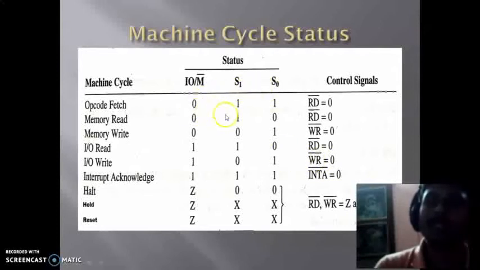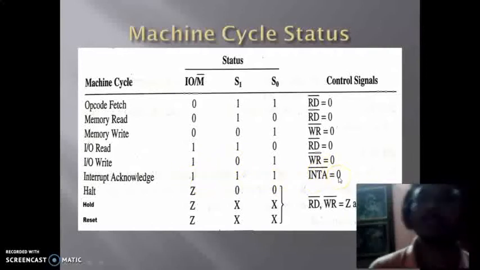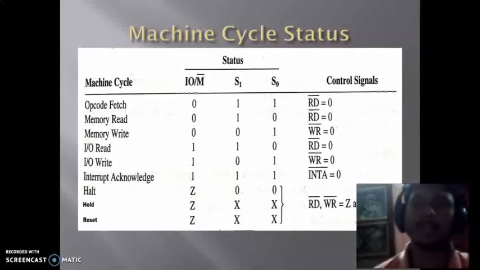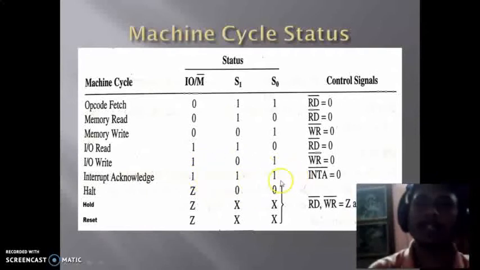So these give us the status of whether the opcode fetch phase is going on, or memory read, memory write, input output read, or input output write is going on. So this is the interrupt acknowledgement status. 1 1 1 means all are 1, meaning the interrupt acknowledgement is done, meaning INTA bar is equal to 0, meaning an interrupt occurred and after the interruption the microprocessor will send an interrupt acknowledgement signal to the peripheral device, telling it that the microprocessor accepted the interrupt request. So this status gives us the acknowledgement of the interrupt.